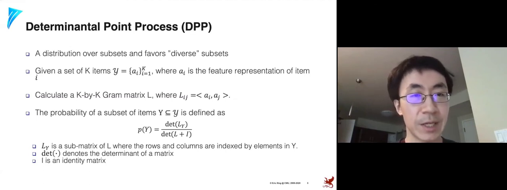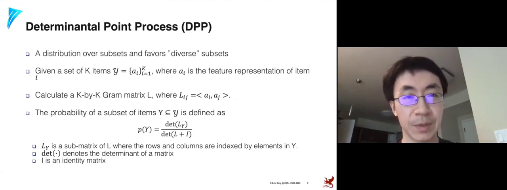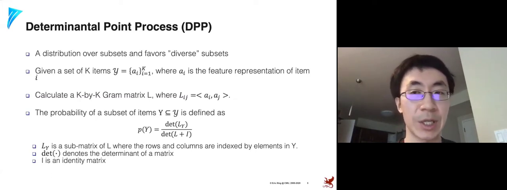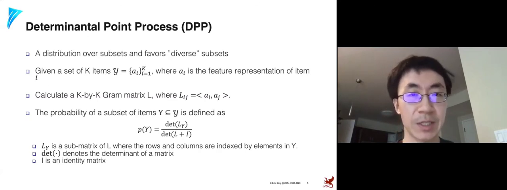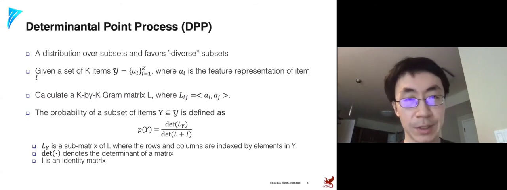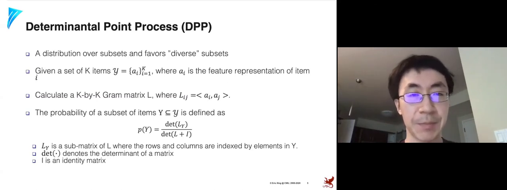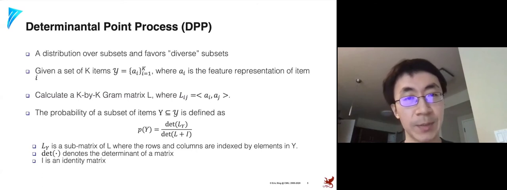Given a set of K items, A1 to AK, where Ai is the feature representation of item i. For instance, in document summarization, Ai could be the embedding of the sentence. In feature selection, Ai can be the distribution of this feature over the data examples. And in product recommendation, Ai could be some embeddings or extracted features of the products.